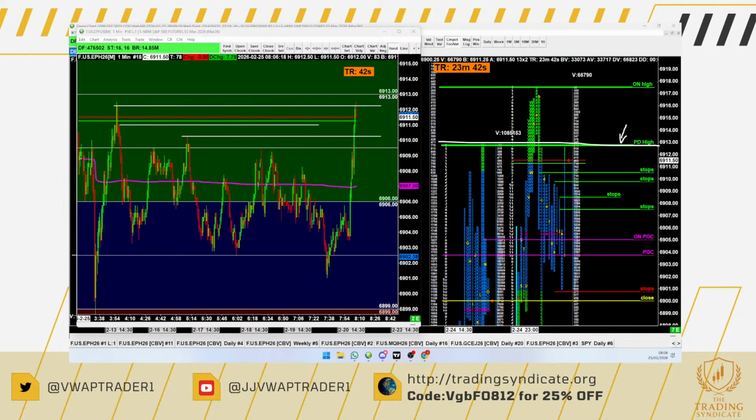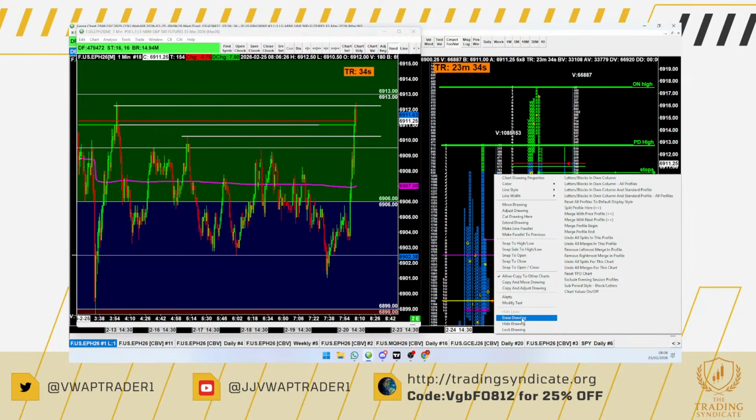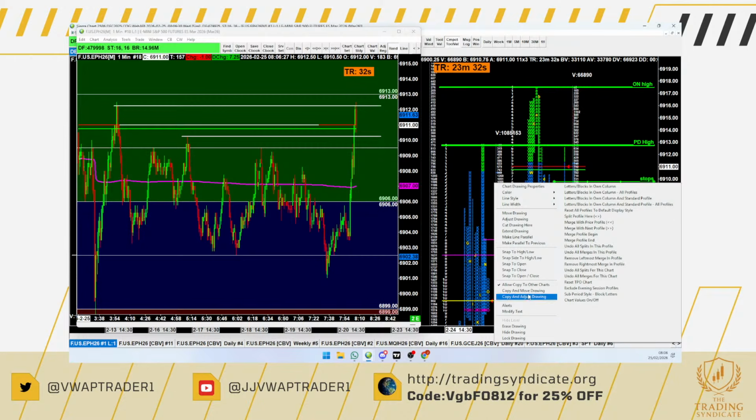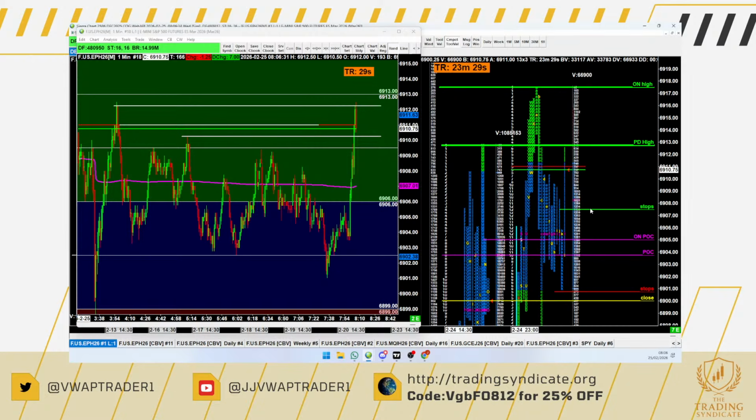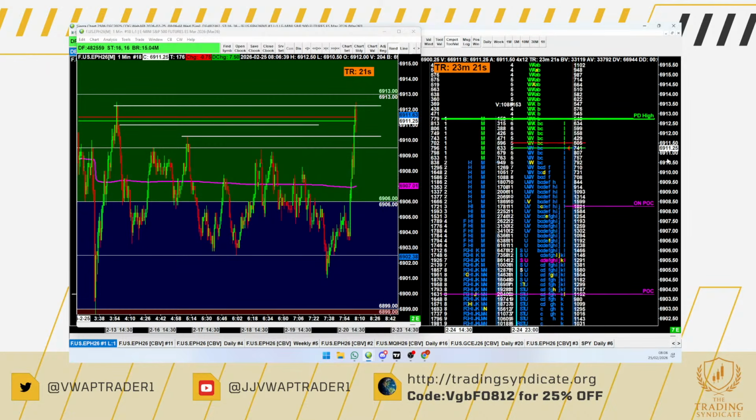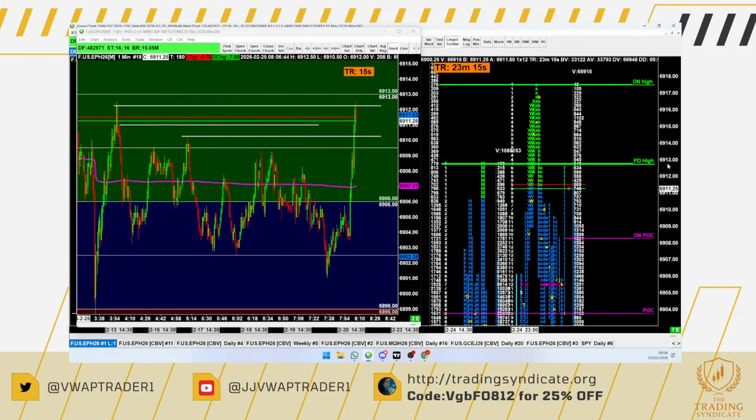Now the sellers who are long where the overnight POC was, see how it moved up? The overnight point of control moved up. So we're distributing. Those people who were long at 69.05, they're selling at 69.08. That brought in buyers, right? Now let's see if we can take out yesterday's high.